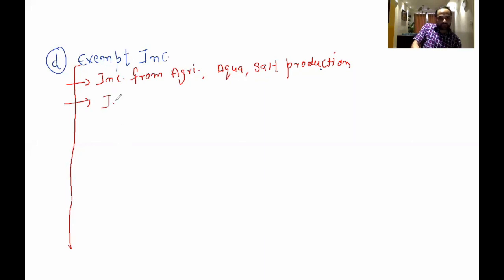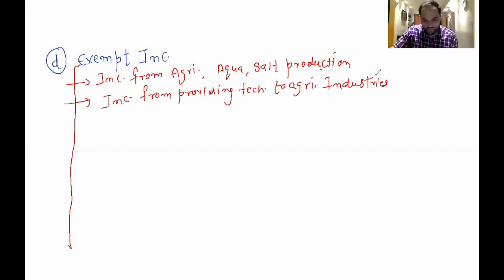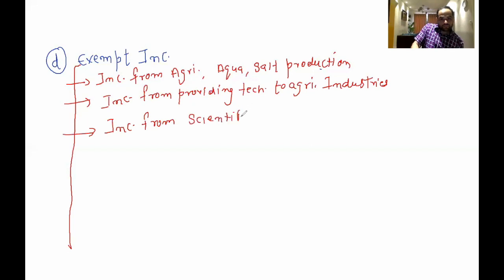Any kinds of income generated from providing technology to agriculture industries. Any kinds of companies or IT companies that are involved in providing services to the agriculture industries, whatever income they are generating, you don't have to pay tax. Next, any income from scientific research. If you're generating any kinds of income from scientific research, no tax.